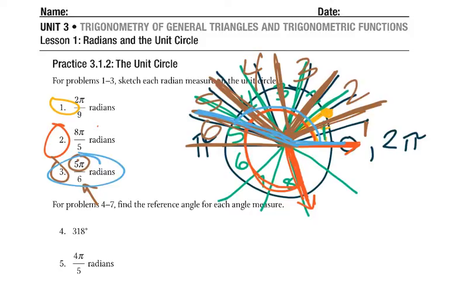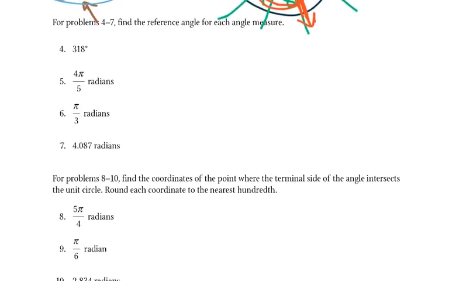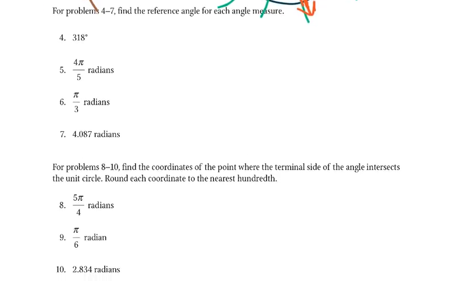But I honestly think this is easier when you realize that the bottom of the fraction is how many pieces are in half of the unit circle, and the top number is how many of those pieces were actually taken. Now, for 4 through 7, it wants us to find reference angles.